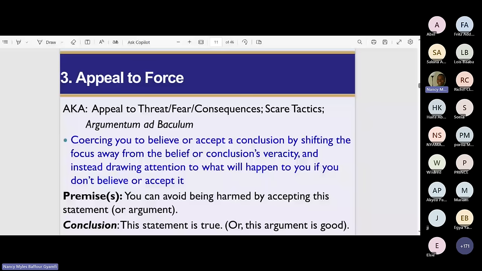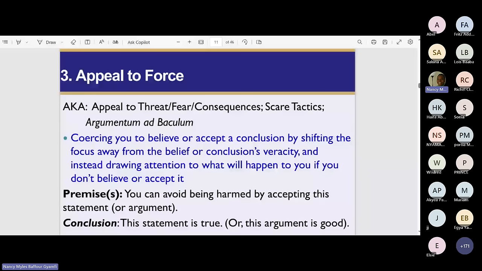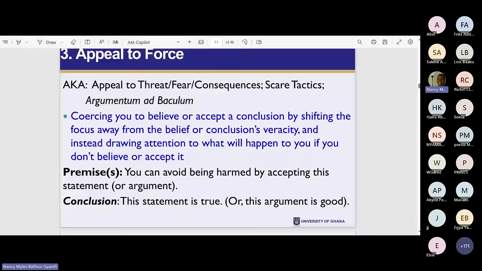So let's see some few instances that you can do the reading for yourself. Appeal to threats is also called appeal to fear, also called appeal to consequences, scare tactics. All these are various renditions of the same thing, just different ways of rendering it. Let's look at some examples at play.